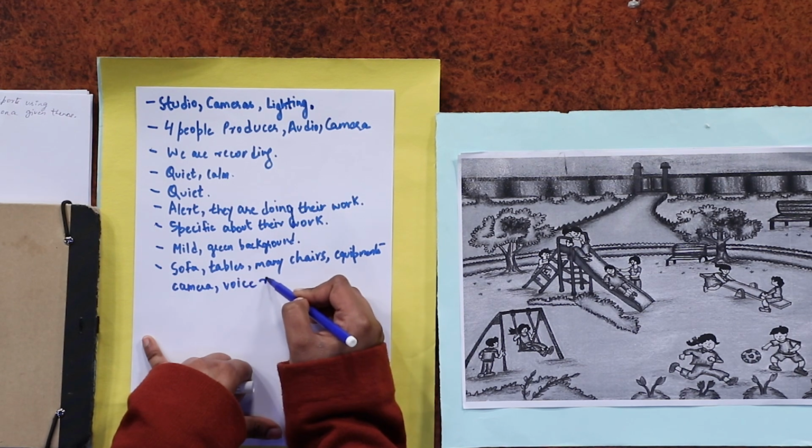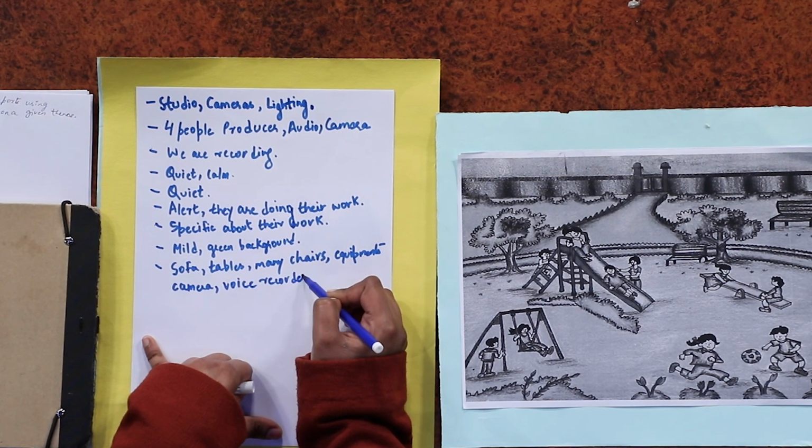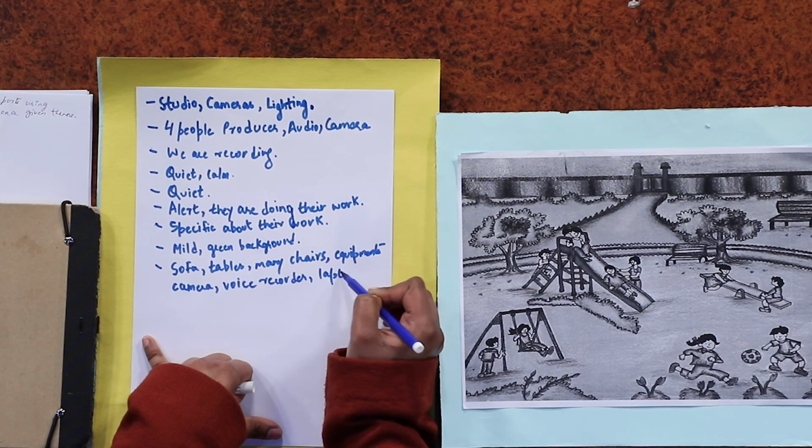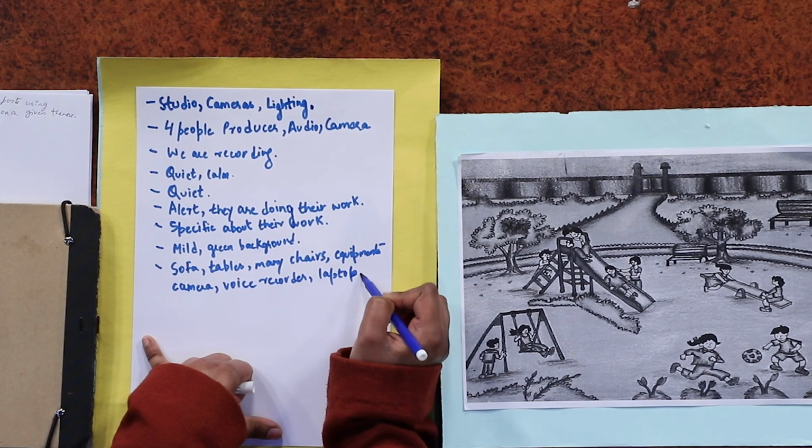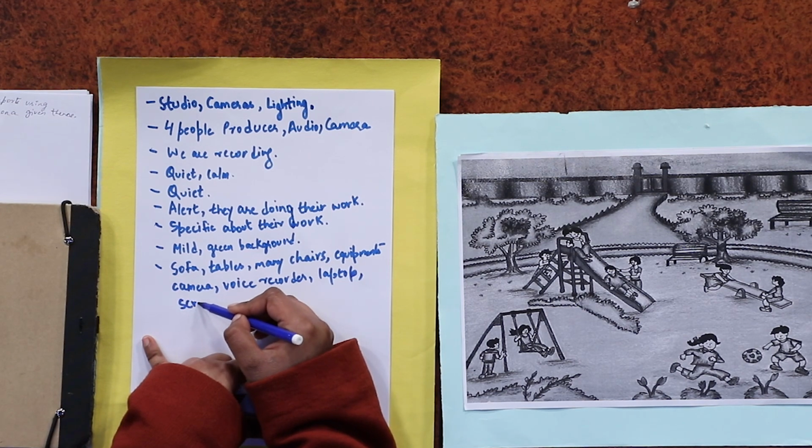What are they? The equipments are like camera, voice recorder, laptop, screen. Fine, that's it. So now you got, learners, this is what Kriti has jotted down as pointers to develop into an outline.